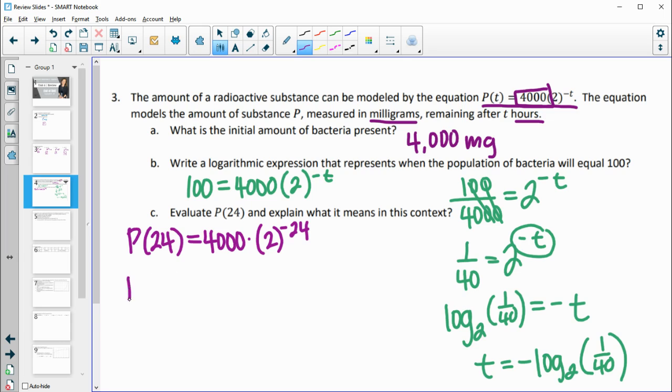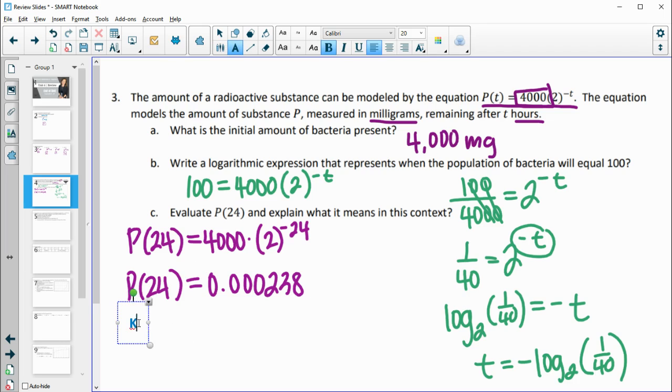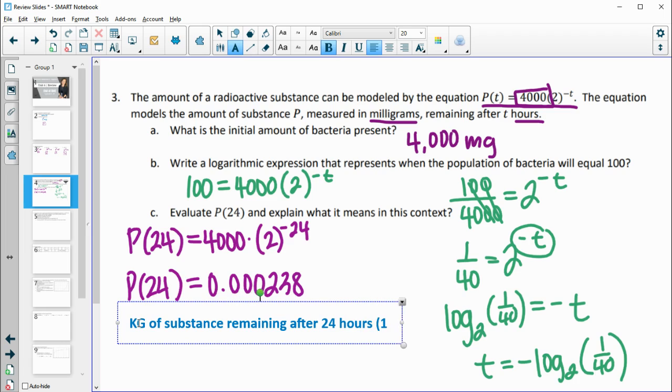And we get back 0.000238. And this is the amount of substance remaining, right? So this is how much we have, okay, the kilograms of substance remaining after 24 hours or 1 day. So you have 0.000238 kilograms of substance remaining after 24 hours.